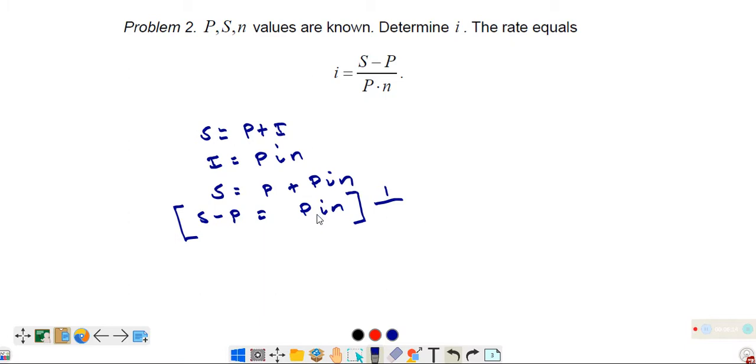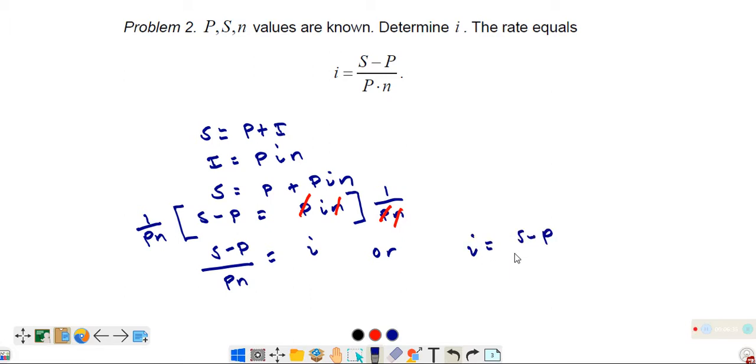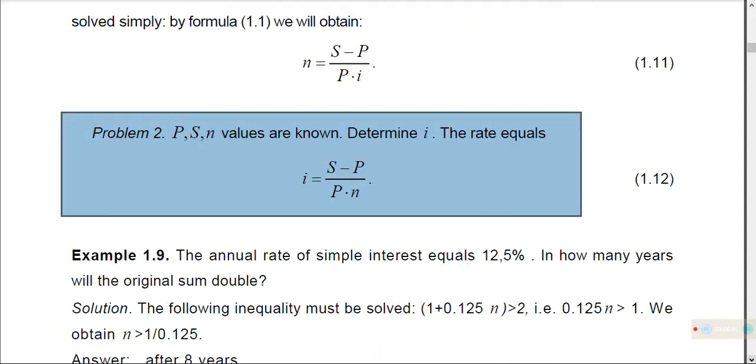Ang kailangan lang matira on the right side is I. So, we have 1 over Pn. And of course, P over P is 1, N over N is 1. So, matitira na lang ay I. We have S minus P over Pn is equal to I, or I is equal to S minus P over Pn. Okay? Masaya na kasi yung susunod, may mga values na tayo na isosolve.